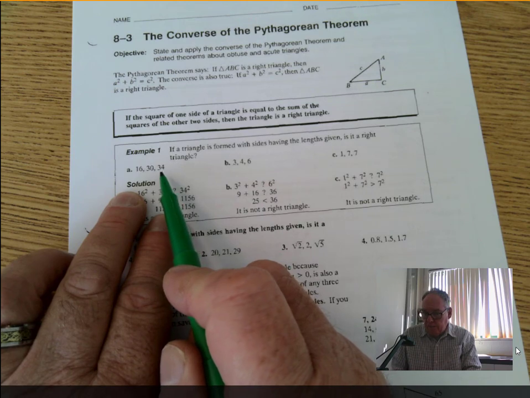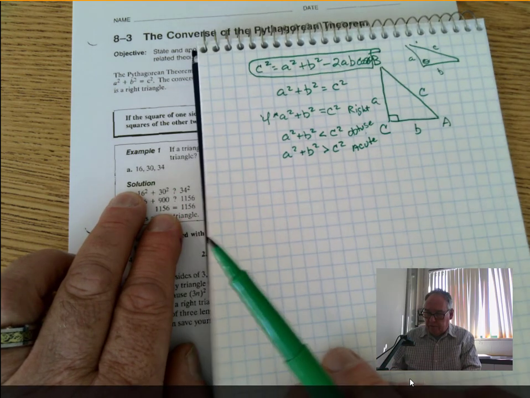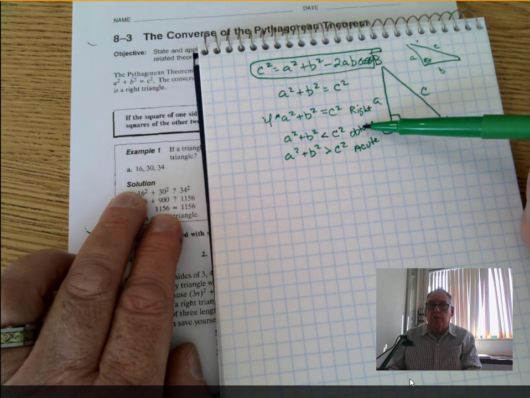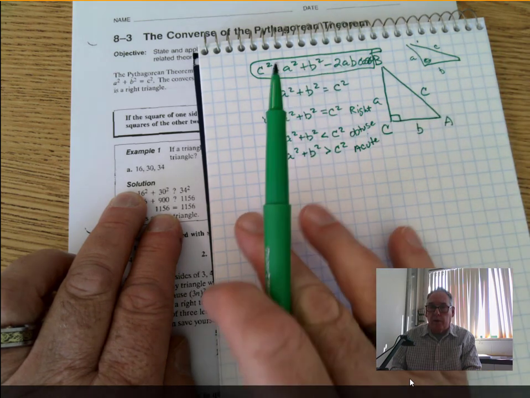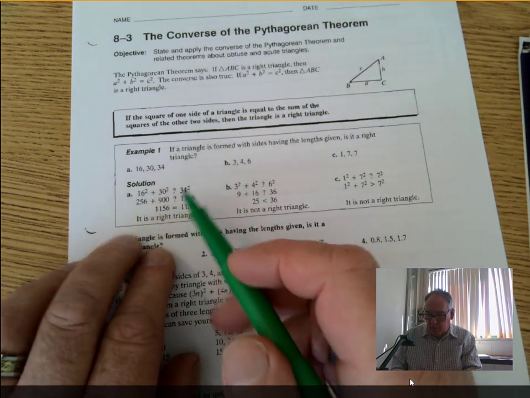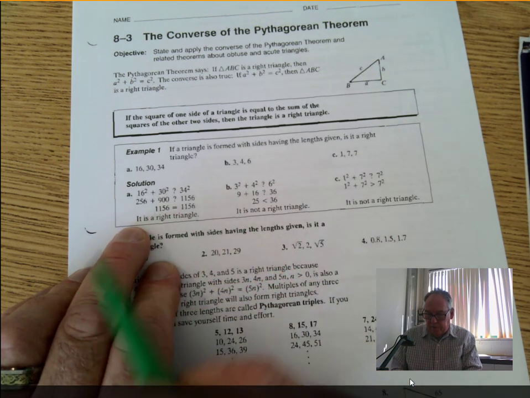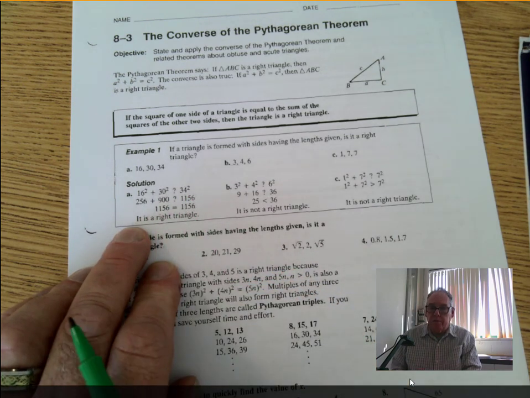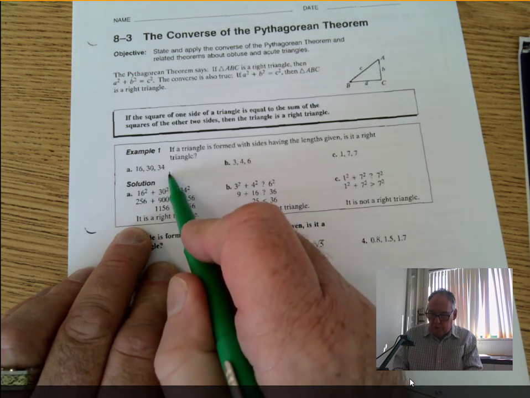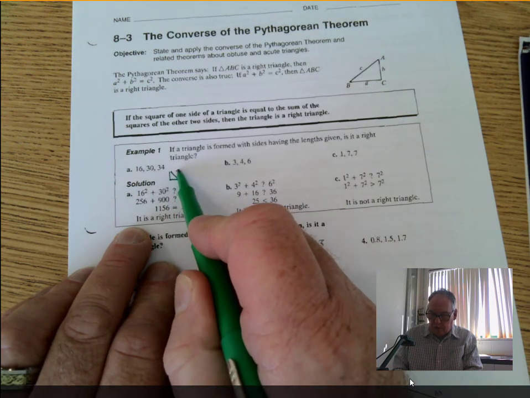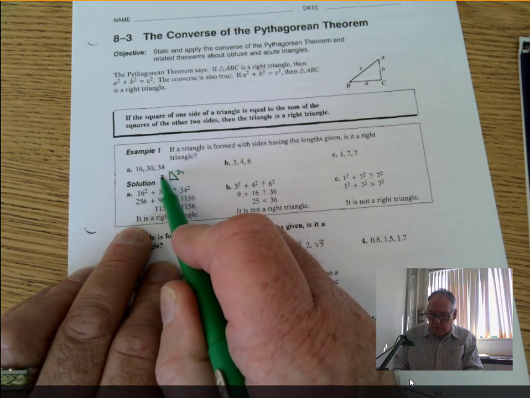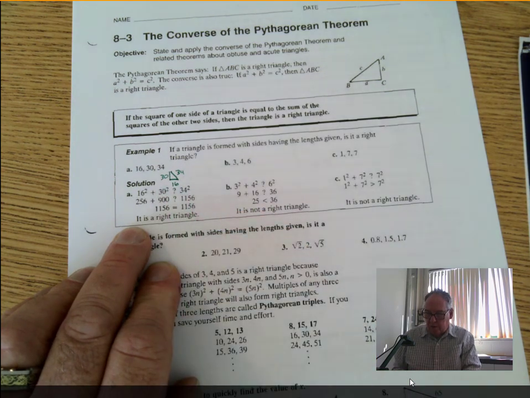If it's not, you can actually do more than just tell if it's a right triangle. You can tell what other type of triangle it might be if it's not right. So let's see what they do here. 16 squared plus 30 squared comes out to be 1156, and 34 squared is 1156. Therefore, this is a right triangle. So we have a 34, a 30, and a 16.